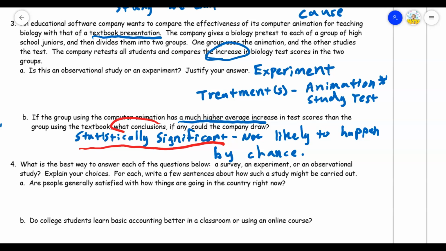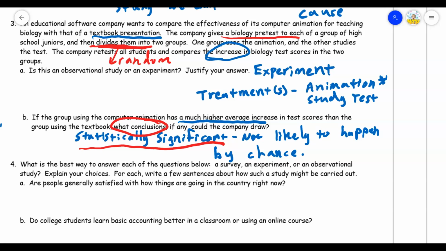Well, since it was a well-designed controlled experiment, right? They controlled for it: everybody took the same pretest, okay? They divide them into two groups. This is sort of the part that I'd be mostly interested in. How did they divide them, okay? If this was random, then we have good evidence that the animation is what caused the higher increase in the scores.